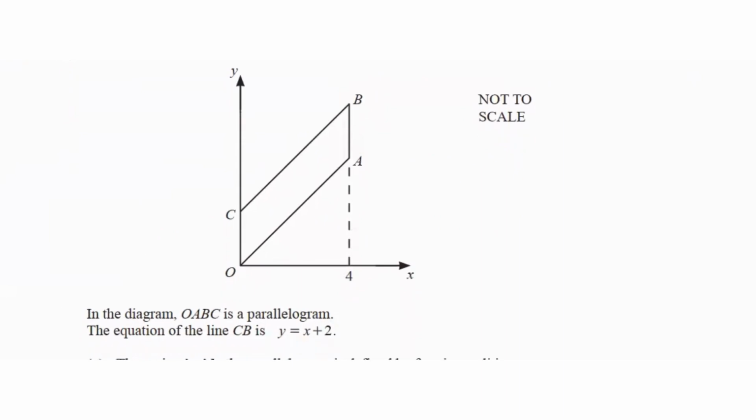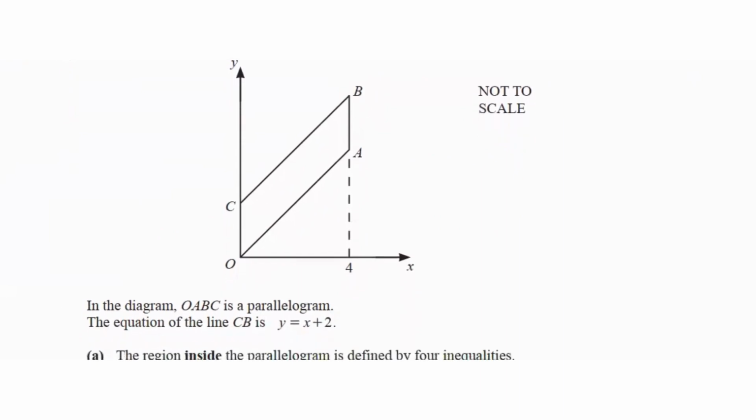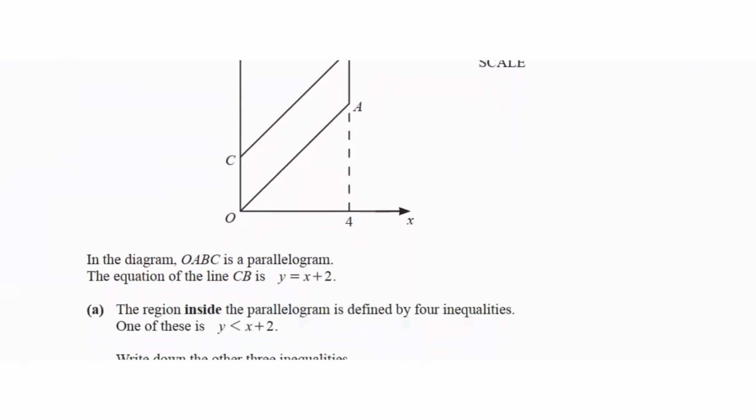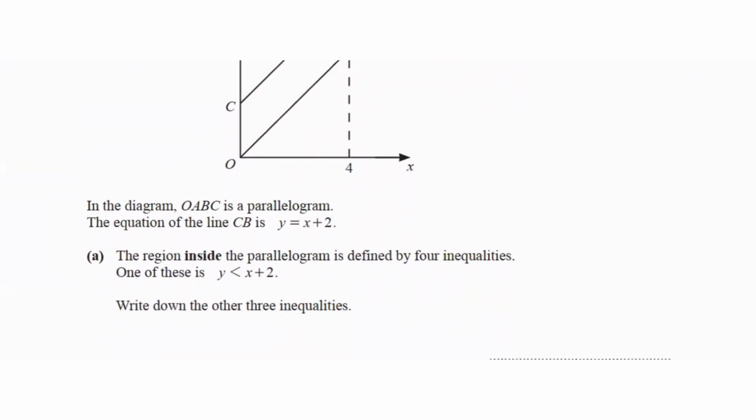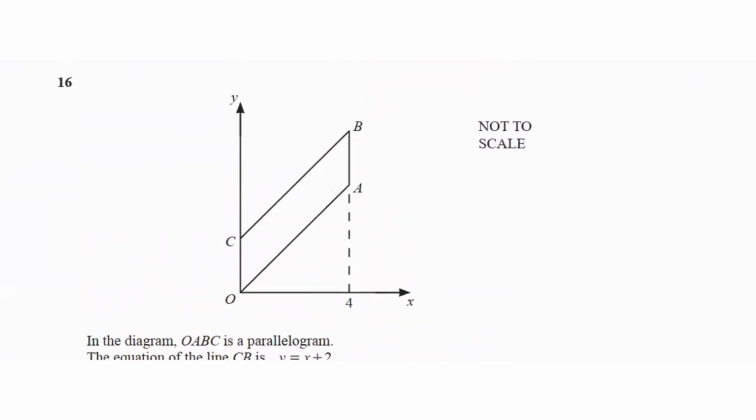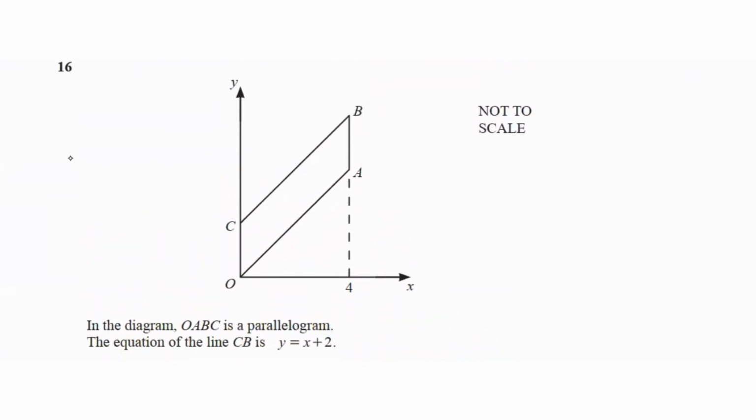Question 16 says in the diagram OABC is a parallelogram. The equation of the line CB is y equals x plus 2. The region inside the parallelogram is defined by 4 inequalities, and one of these is y is less than x plus 2. Write down the other 3 inequalities. So now if you look at our diagram, one inequality is this one over here.